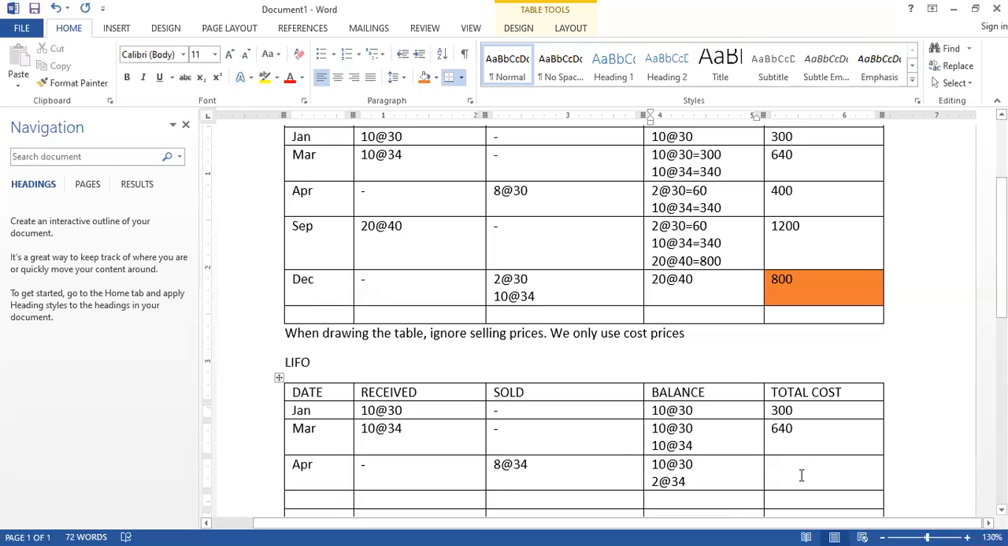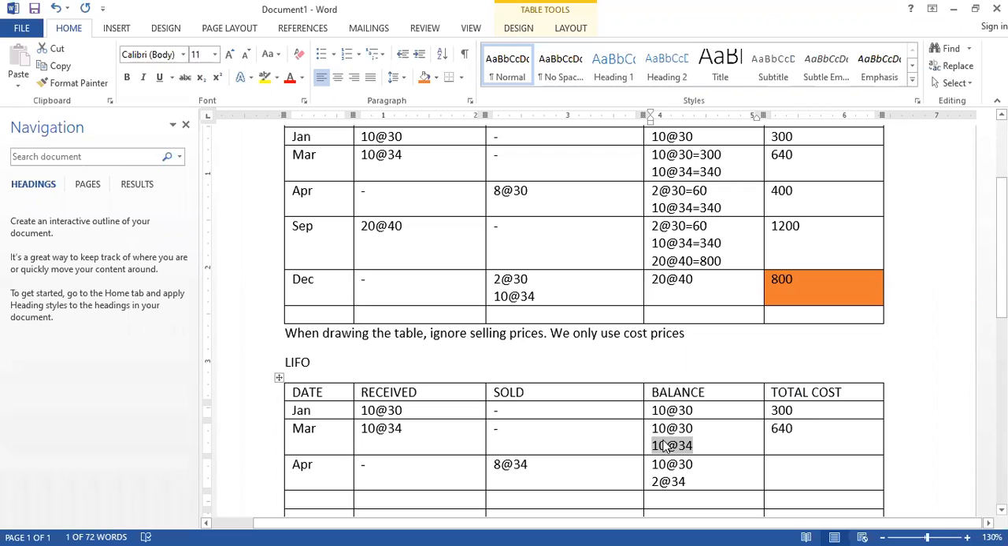Can you see? We issued out how many? It's 8. We are told that we sold 8, right? So we start from the balance that is down here. We have to issue out from the 10. So we issued out 8, right? So the remaining will be how many?